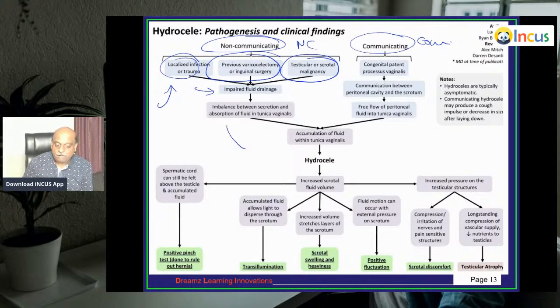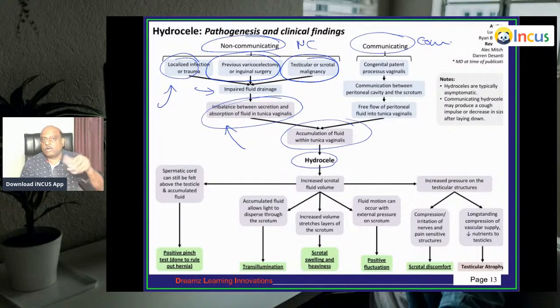So any imbalance between secretion and absorption of the fluid in tunica vaginalis leads to accumulation of fluid in tunica vaginalis, and that leads to the formation of hydrocele. That is the story of non-communicating. Communicating kya hota hai? Kyon hota hai?